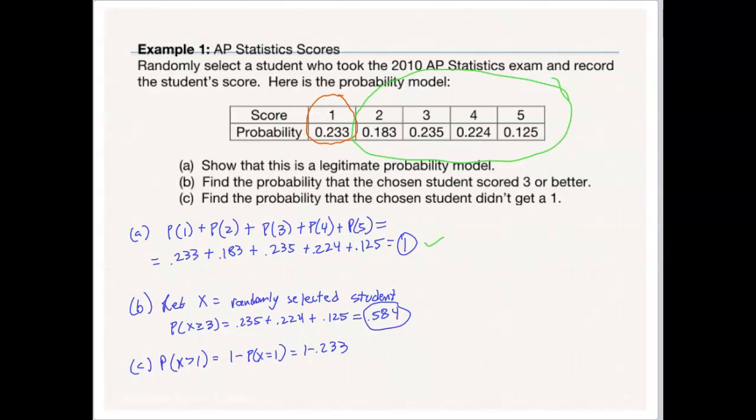All right, so what's 1 minus 0.233? That's 0.767. Okay, and that's it for our first section of the new year.